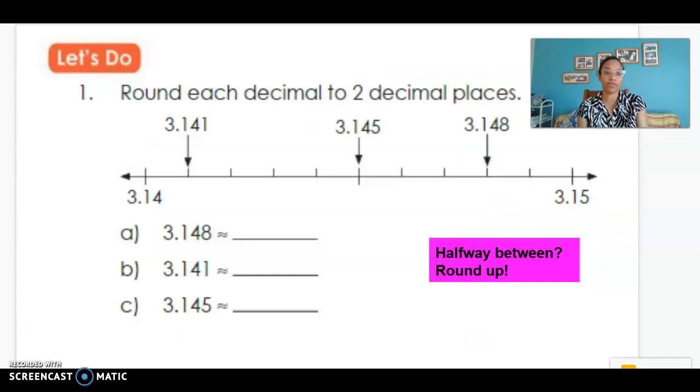Round each decimal to 2 decimal places. Remember, less than halfway, round down. Halfway between, round up. More than halfway, round up. Okay, so I want you to take all of these and decide, are they closer to 3.14 or 3.15? These are your 2 options. Remember, your 2 options for rounding are always the outer bounds of a number line.